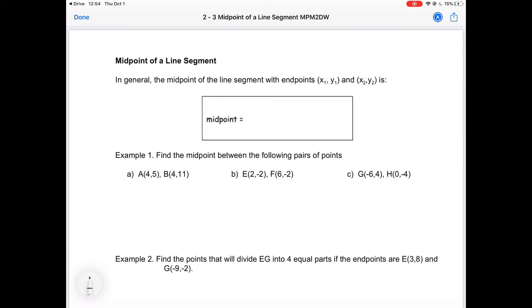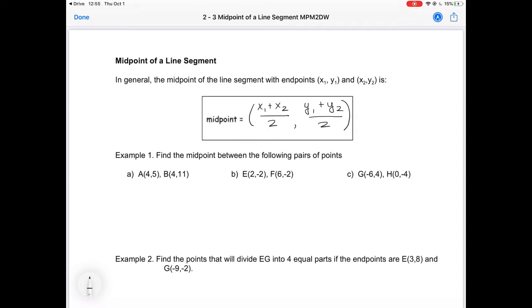This video goes over how to find the midpoint of a line segment. In general, the midpoint of the line segment is given by the following formula: x1 plus x2 over 2, and then the y-coordinate is y1 plus y2 over 2. You're just trying to find the point that is exactly in the middle of the line.